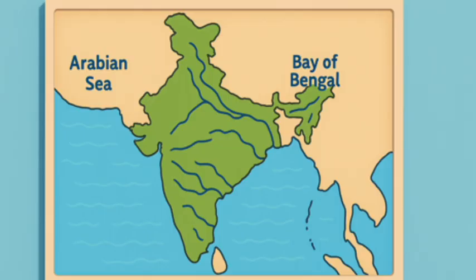Activity 7. Follow the flow. In the map, you can see the rivers flowing in different directions. Some flow into the Bay of Bengal and some into the Arabian Sea.